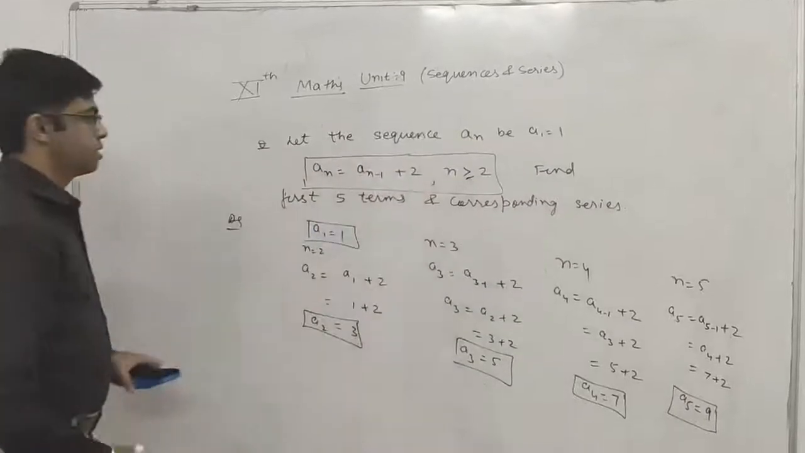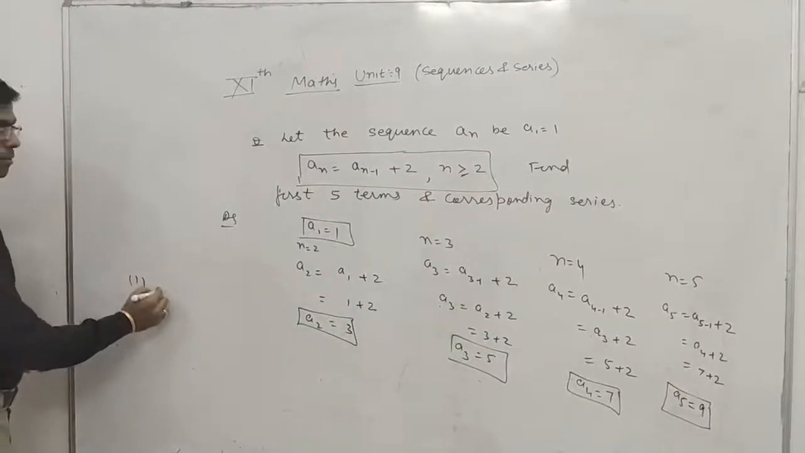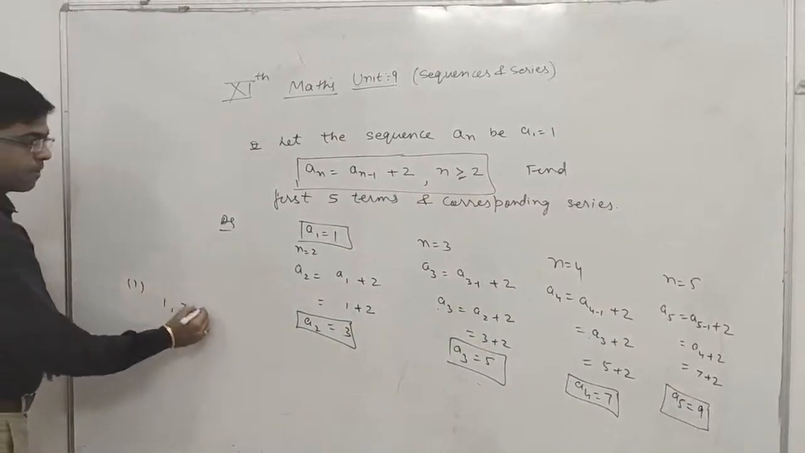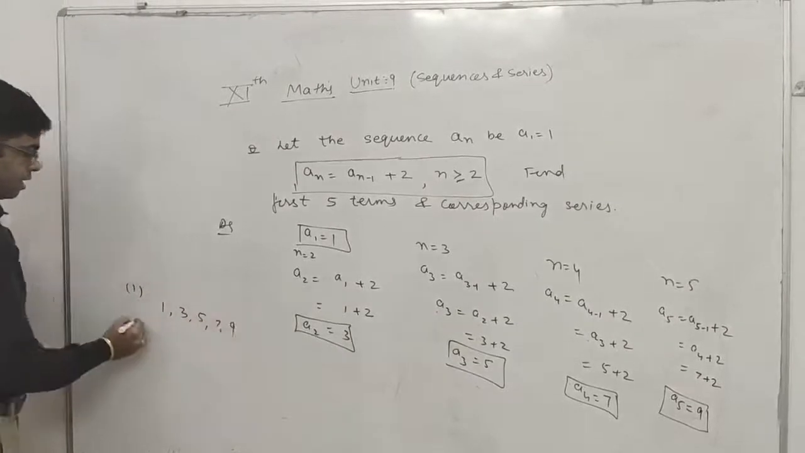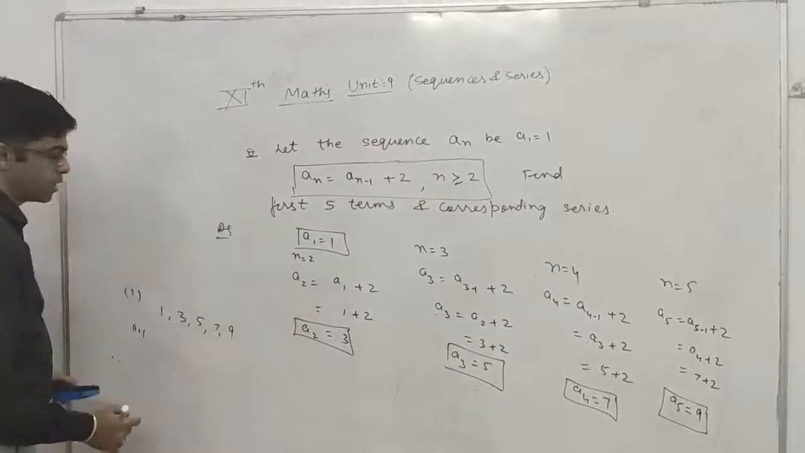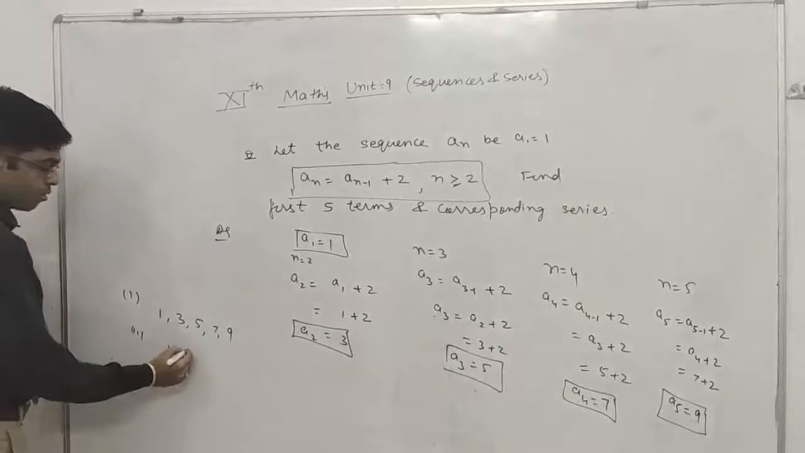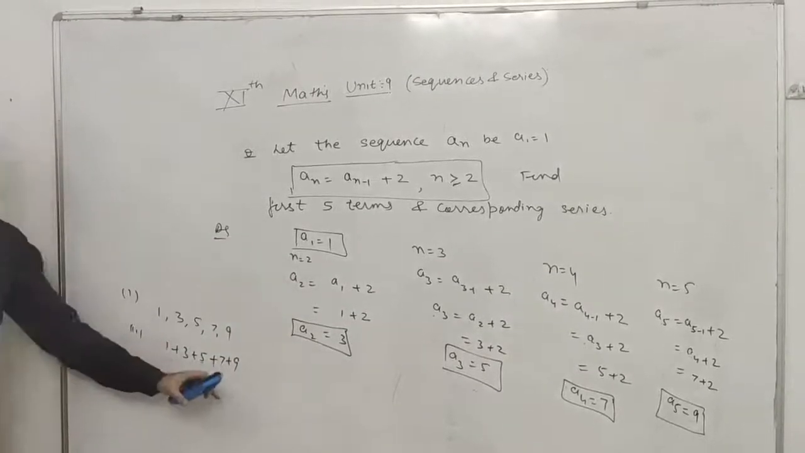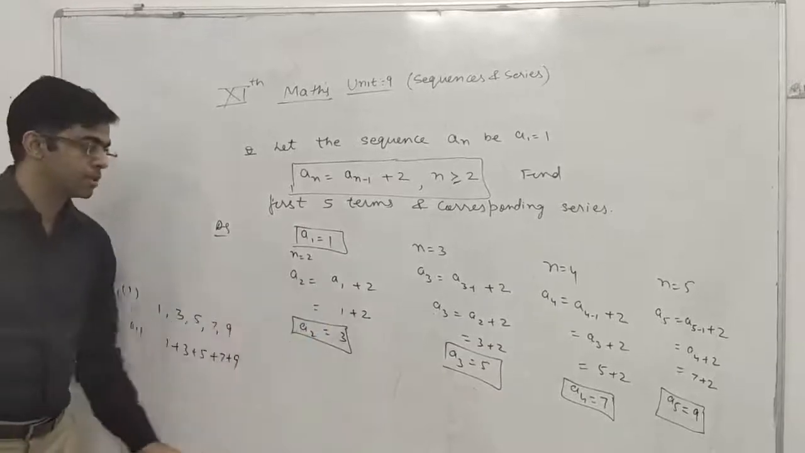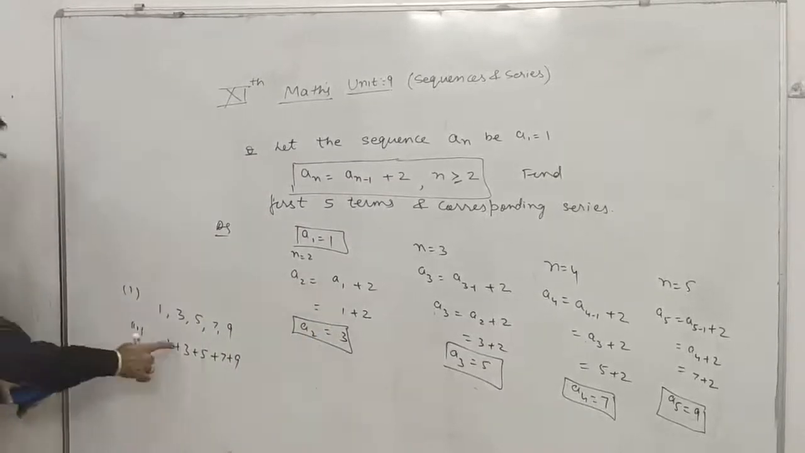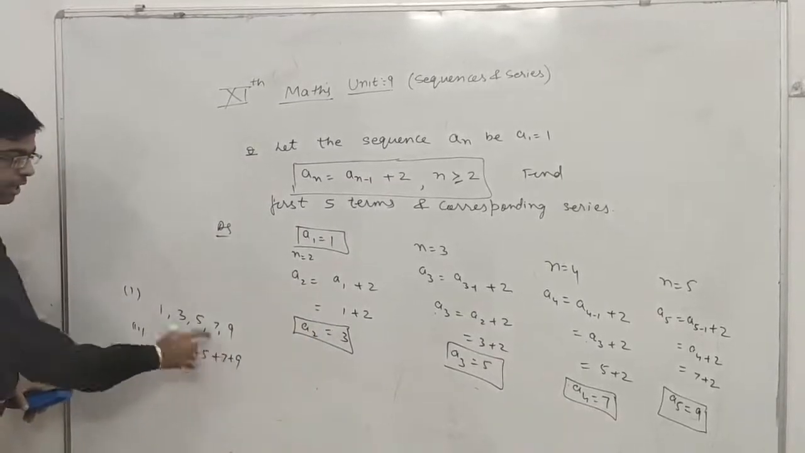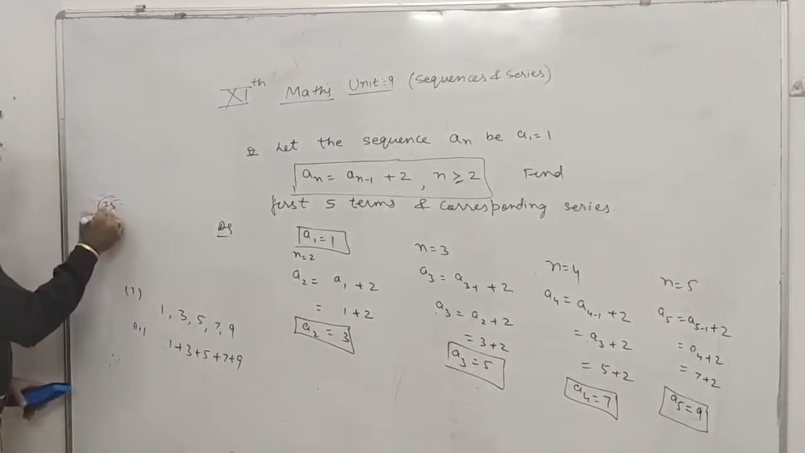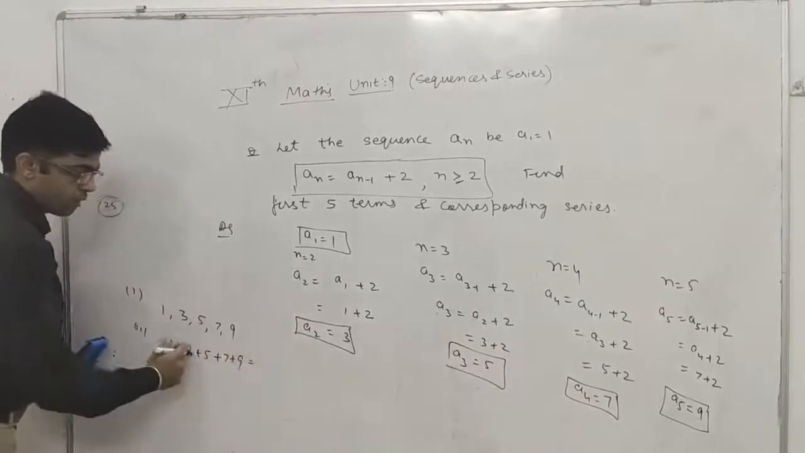So first they are asking for the first 5 terms. The first 5 terms are 1, 3, 5, 7, 9. In the second part they are asking for the corresponding series. In this question they want only the corresponding series. If they asked for the sum of the corresponding series, then the answer would be 9 and 18, then the answer will be 25. We don't have to find the sum in this.